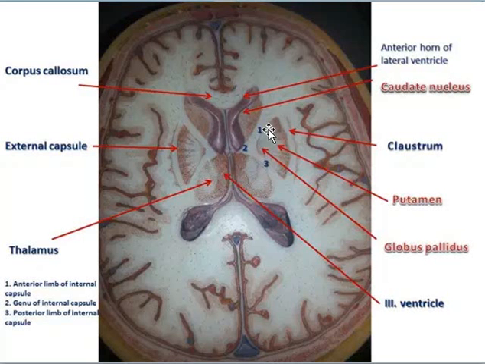The cross section of the brain shows this area of the basal ganglia, and this is the thalamus. The thalamus is located more medially, close to the third ventricle, and this is the head of the caudate nucleus. The wedge shape, this is the lentiform, medially the globus pallidus, and laterally the putamen. The lentiform is separated from the caudate and the thalamus by the internal capsule, and the lentiform is separated from the claustrum by the external capsule.